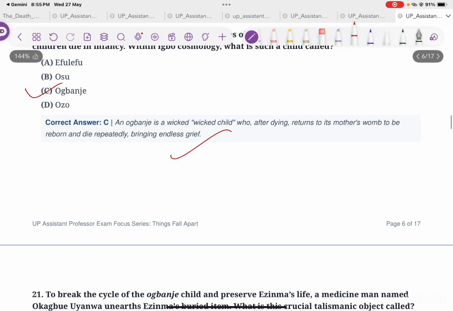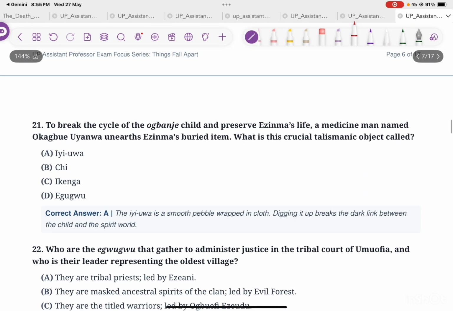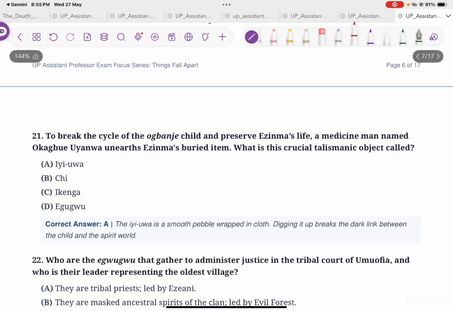Where does another child also die in African literature? There is one novel where a mother kills her child because of slavery. It's in the novel Beloved. You should read that novel.